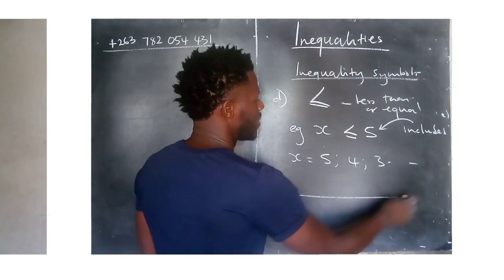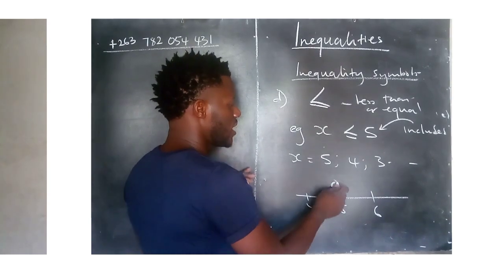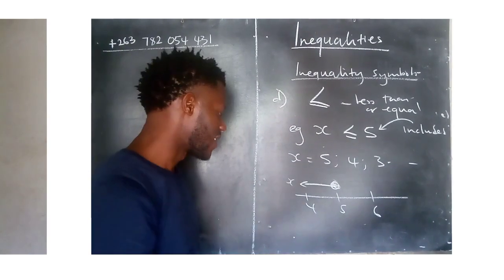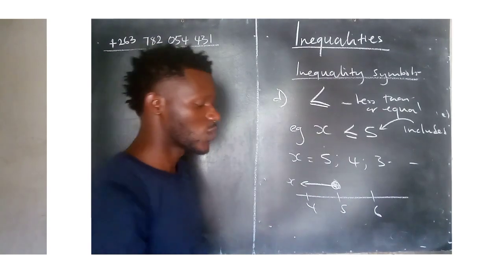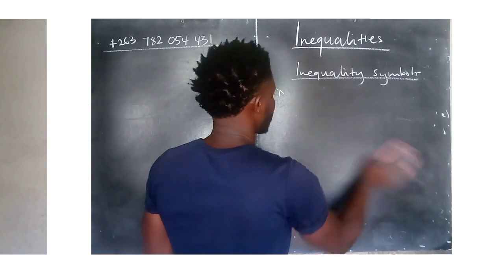On a number line, it could be 4, 5, 6. On top of 5, you shade. Then this is the direction of numbers which are less than. The shading shows that 5 is also included in the values of x.